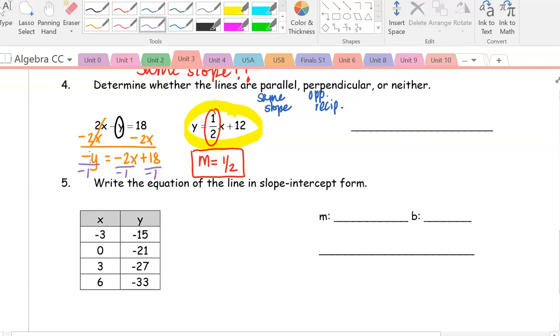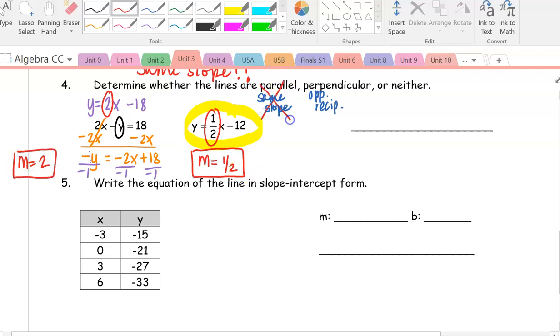Oops, I've run out of room. All right, so that's going to be y equals, we'll put it up here, -2 divided by -1 is a positive 2x. 18 divided by -1 is -18. Next we'll identify our slope. Our slope is 2, because that's what's with x. So we have a slope of 2 and a slope of 1/2.